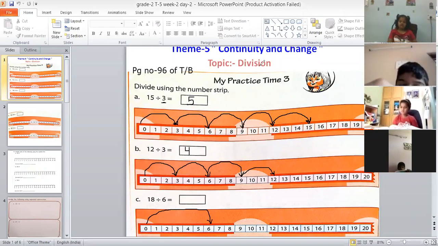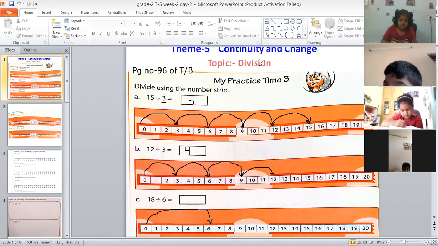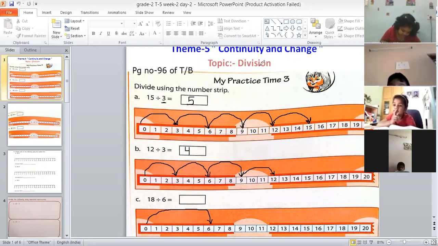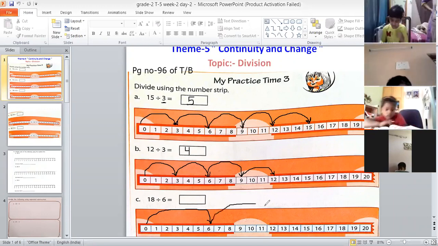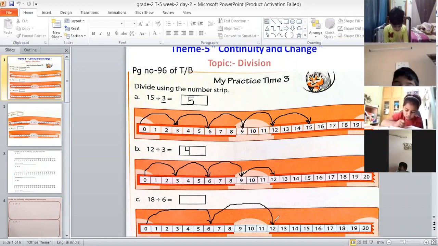Ashrita, tell me, after 6, the next number will be? Count 6 steps forward. No. After 6, you have to count. 1, 2, 3, 4, 5, 6, 12, ma'am. Yes, we'll reach number 12 if you count 6 steps forward from 6.